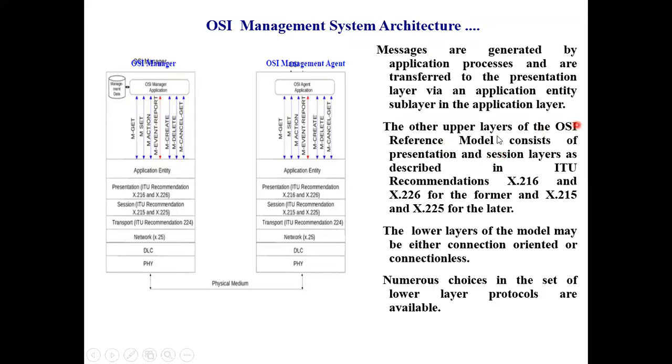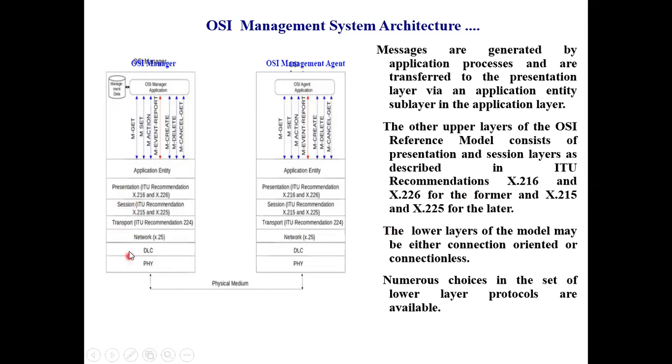The other upper layers of the OSI reference model, that is, the presentation layer and session layer, are described in the ITU recommendations X.216, X.226, X.215 and X.225. So these are the various ITU recommendations for the presentation and the session layer.